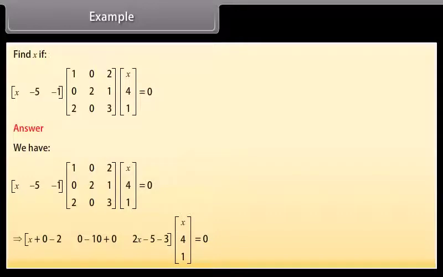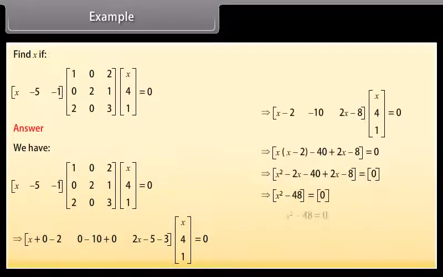It implies that [x + 0 - 2, 0 - 10 + 0, 2x - 5 - 3] multiplied by the column matrix [x, 4, 1] is equal to 0. Solving this, we get x squared minus 48 is equal to 0. It implies x squared is equal to 48. It implies x is equal to plus or minus 4 square root 3.